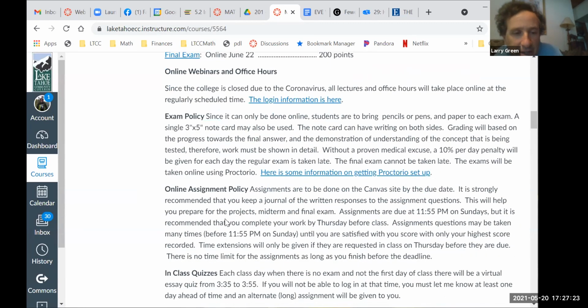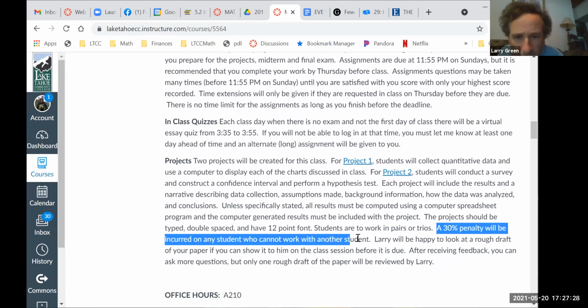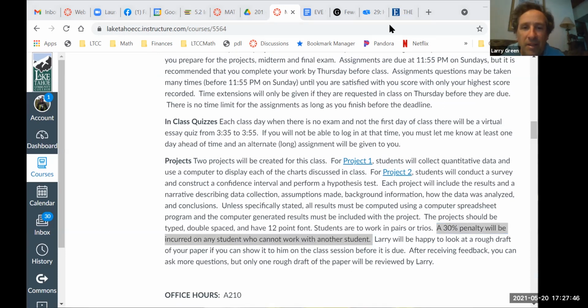And I want to remind you of another very important thing. And that's right here: a 30% penalty will be incurred on any student who cannot work with another student. This project has to be done just like project 1, with a partner, or even better, 2 partners, 3 in a group. So if you don't have a partner, put it in the chat box: I'm looking for a partner. If there's only 2 of you and you want a third, put it in the chat box and maybe you'll find someone right here. This is a good time to go look for partners. And hopefully you'll find partners.